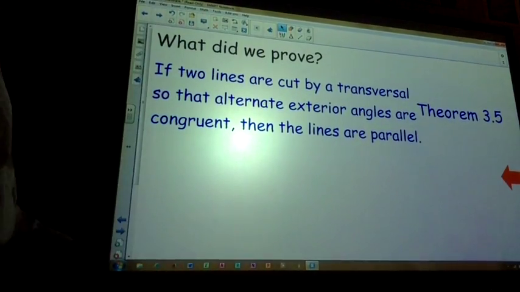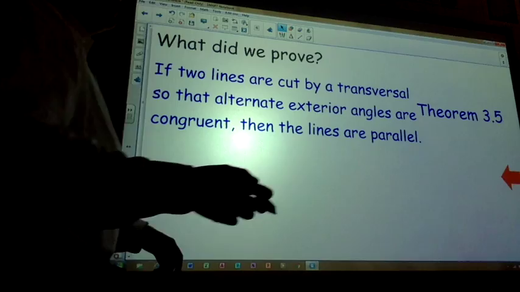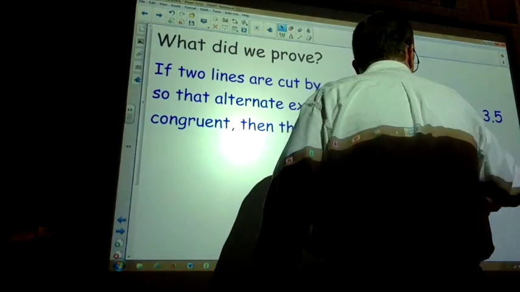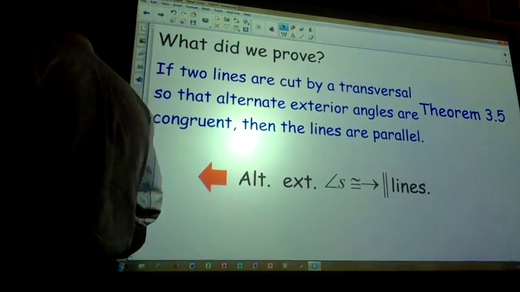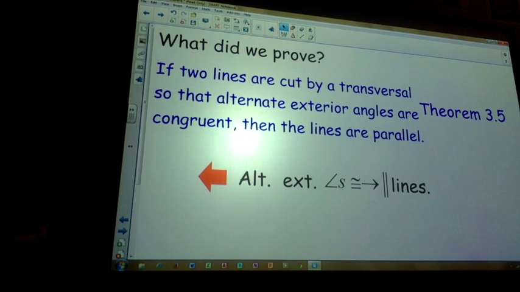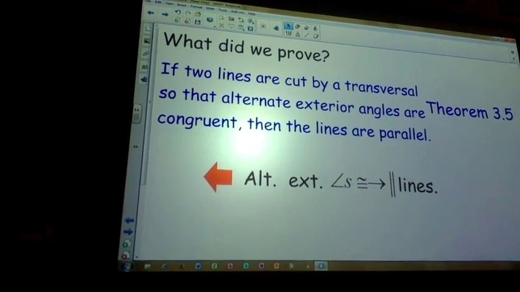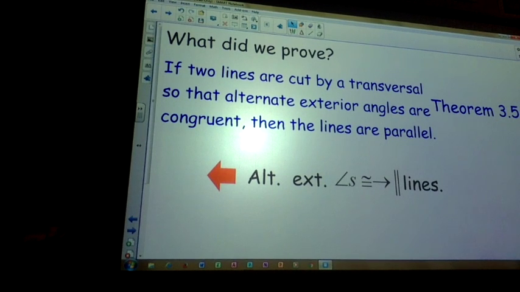If two lines are cut by a transversal so that alternate exterior angles are congruent, then the lines are parallel. That's 3.5. Alternate exterior angles congruent. I like using therefore. Then parallel lines.